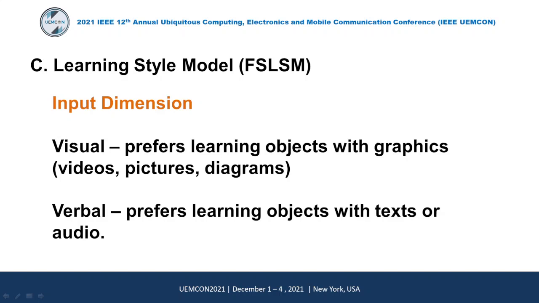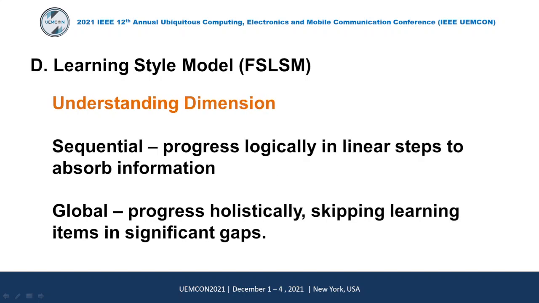For the input dimension, it is categorized into 2: visual learners prefer learning objects with graphic content, and verbal learners prefer learning objects with text or audio. For the understanding dimension, when they access the course, sequential learners progress logically in a linear way, step by step. A global learner progresses holistically; they tend to skip learning objects, leaving significant gaps.